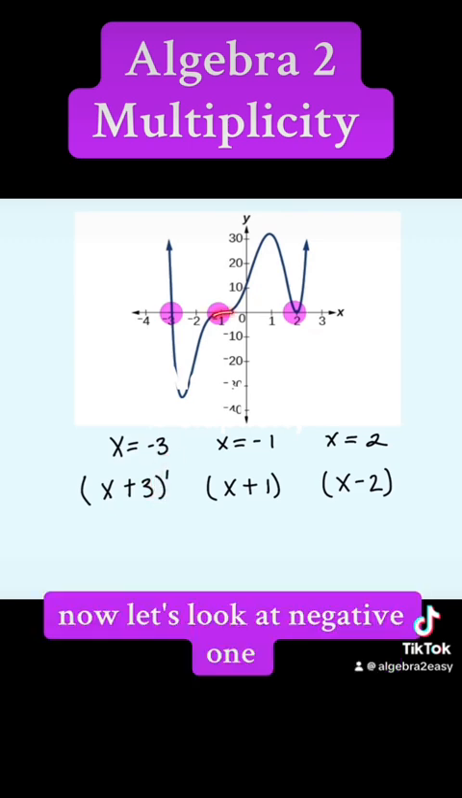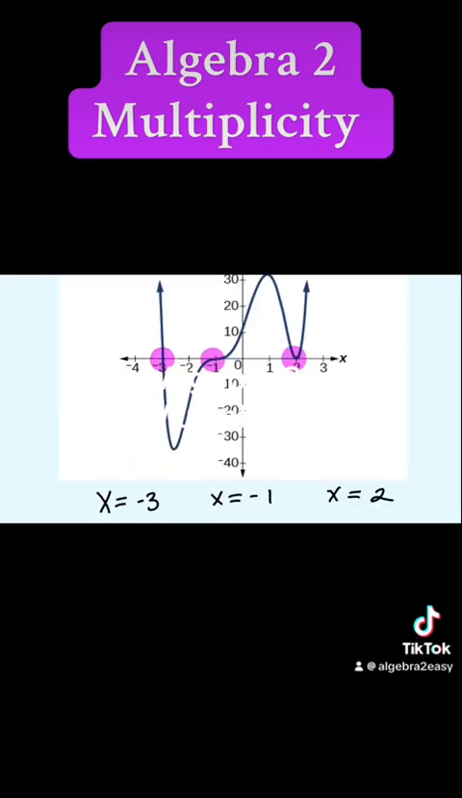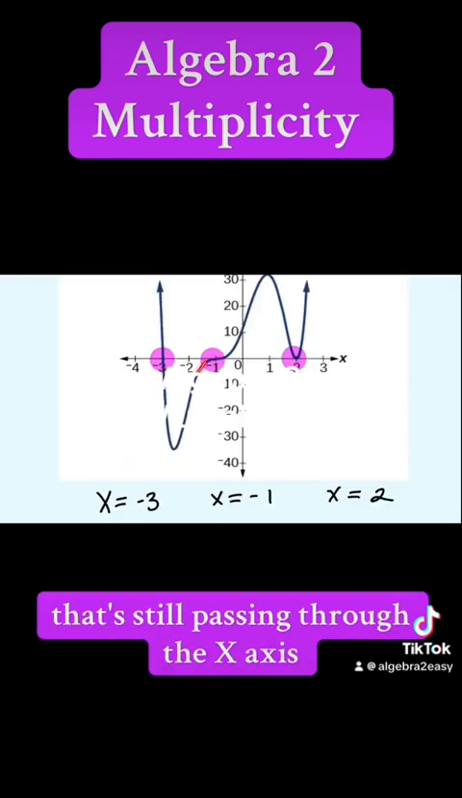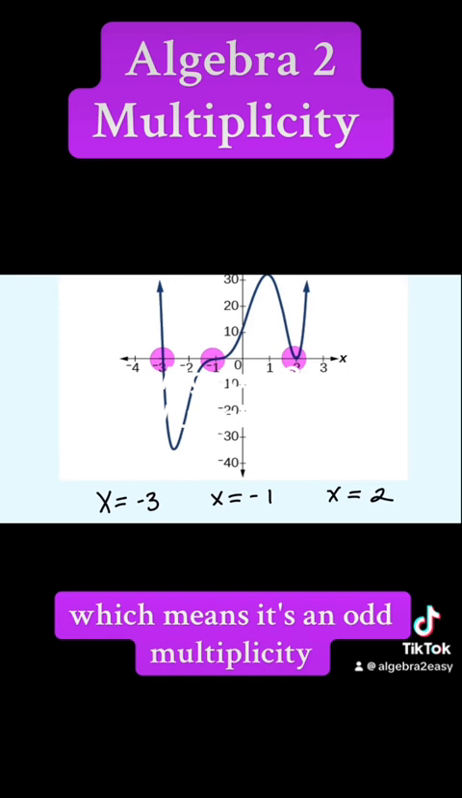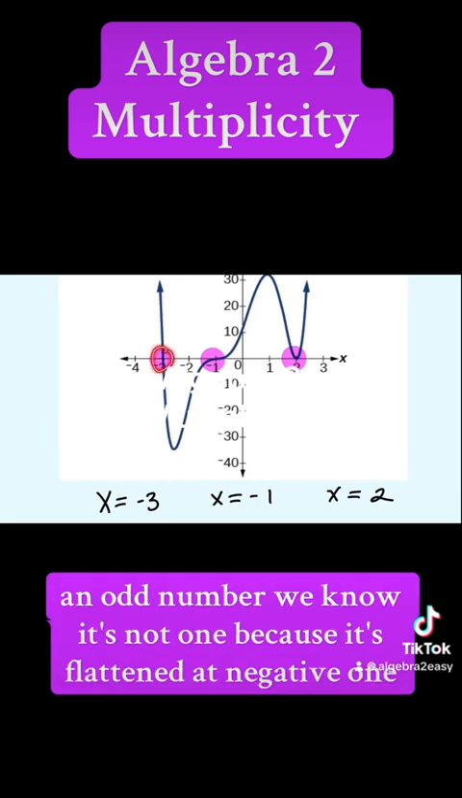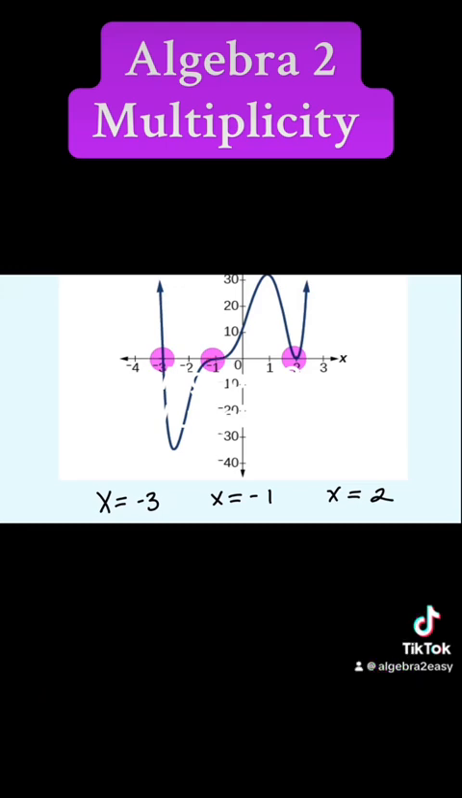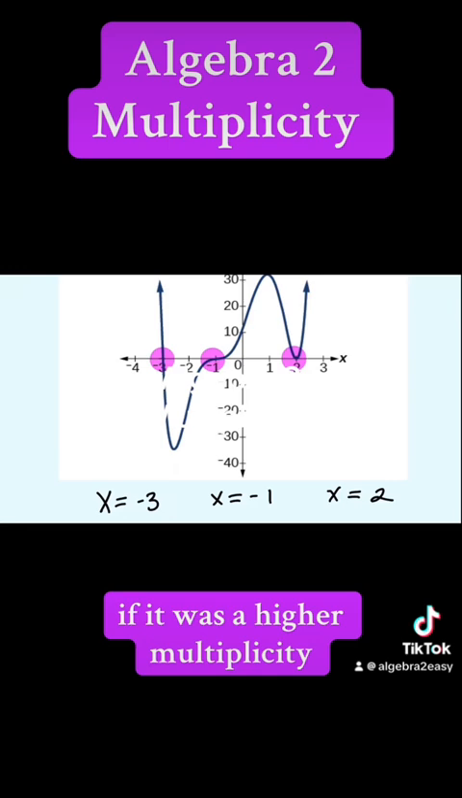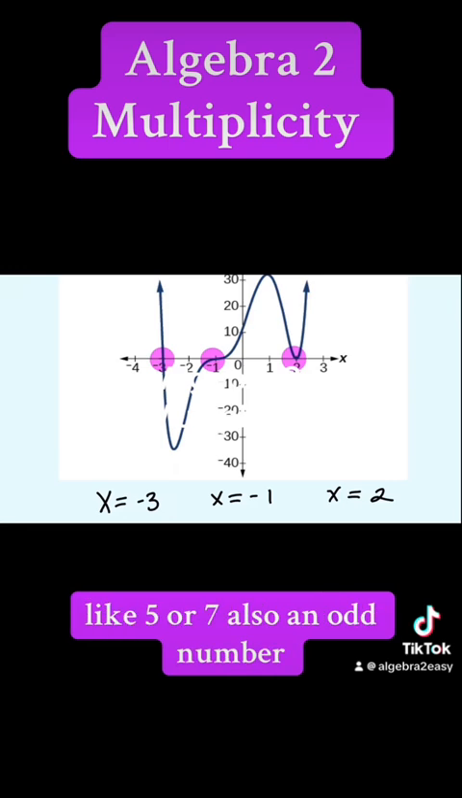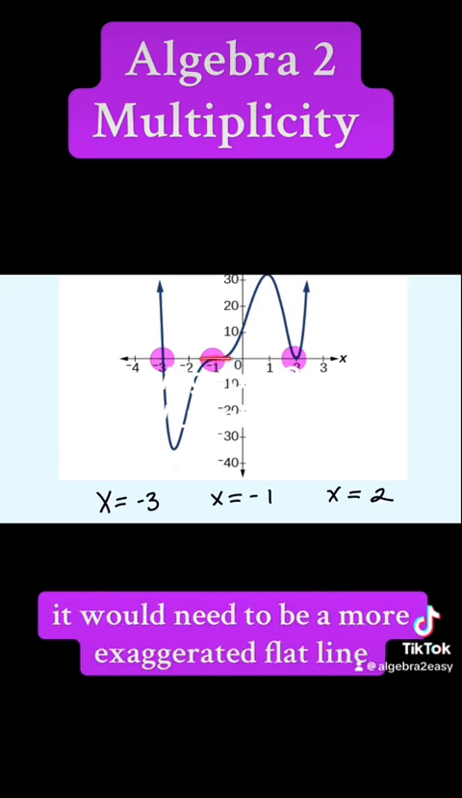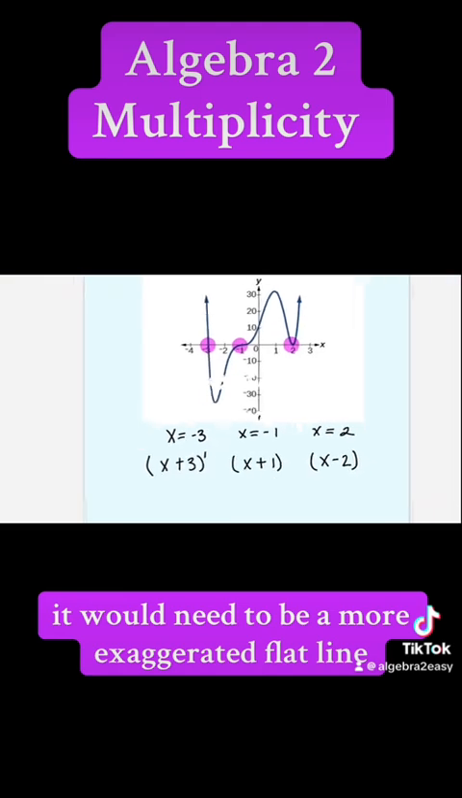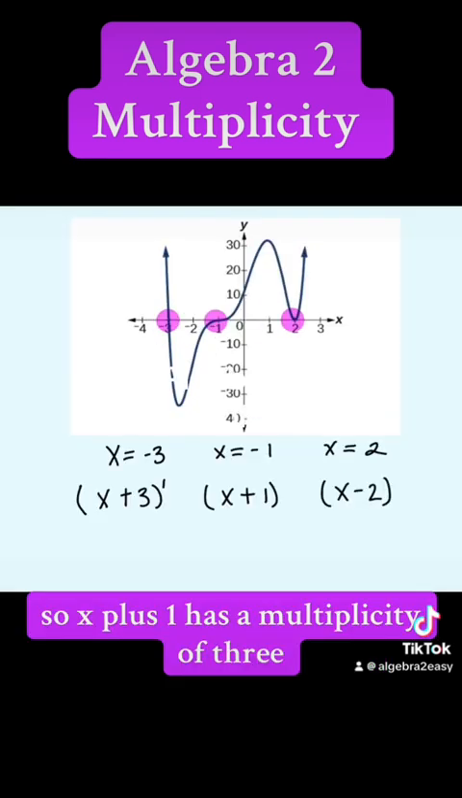Now let's look at -1. See how it's flattened out? It's still passing through the x-axis, which means it's an odd multiplicity, an odd number. We know it's not 1 because it's flattened at -1. We would say it has a multiplicity of 3. If it was a higher multiplicity, like 5 or 7, also an odd number, it would need to be a more exaggerated flat line. So x plus 1 has a multiplicity of 3.